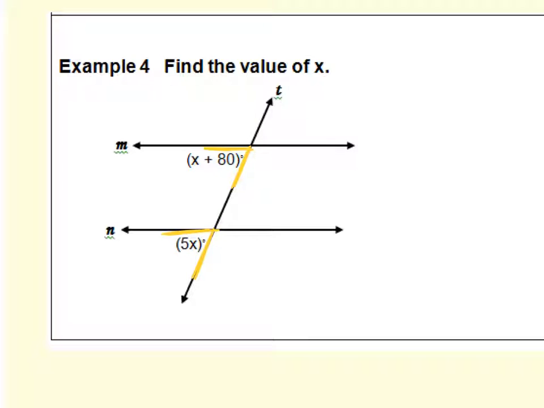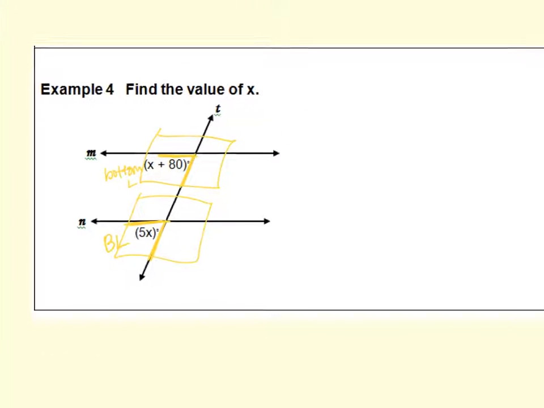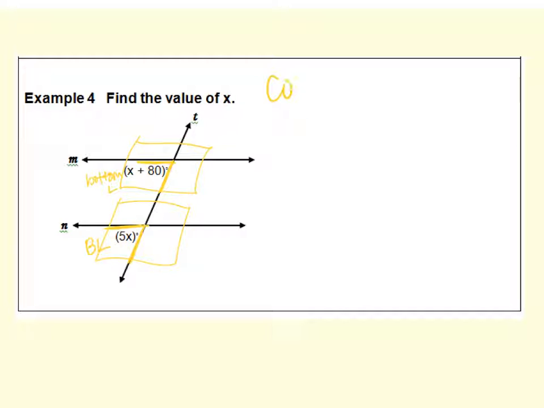So next I need to look at, are they corresponding? Well, this angle is in the bottom left, and this angle is in the bottom left. Remember on Friday we talked about a set of tables, and this angle is in the same spot as this angle. So because these angles are corresponding and not same side interior or exterior, since they are corresponding, we will set them equal to each other.